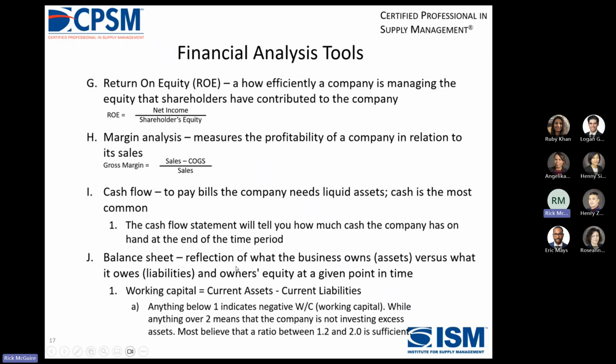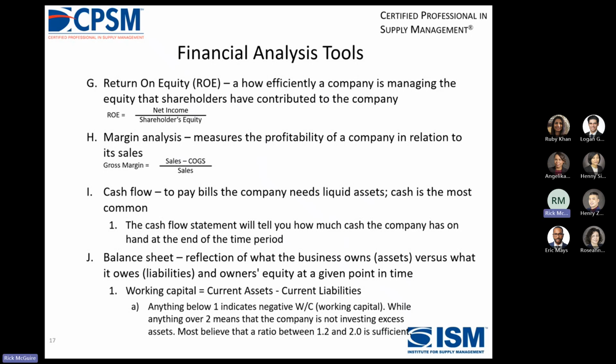The balance sheet. There are three different statements. You've got the income statement, we've been looking at the cash flow statement, and then the balance sheet. It's a reflection of what the business owns, assets, versus what it owes, liabilities, and owner's equity. So assets equal liabilities plus owner's equity.